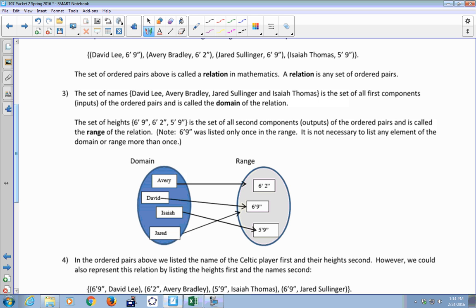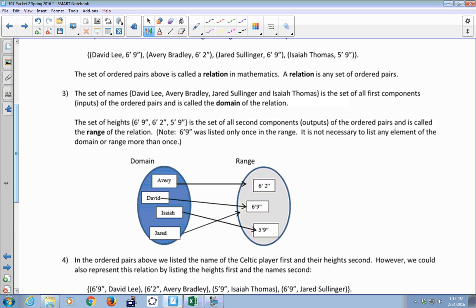The set of names is the set of all first components, or inputs, of those ordered pairs. We call the set of all inputs, the set of all first components, the domain of the relation. And the set of heights in this case is the set of all second components, or outputs, of the ordered pairs, and it's called the range. Notice that I only listed 6'9" once, because when we first learned about sets, if something shows up in a set more than once, it doesn't matter. You only write it once.